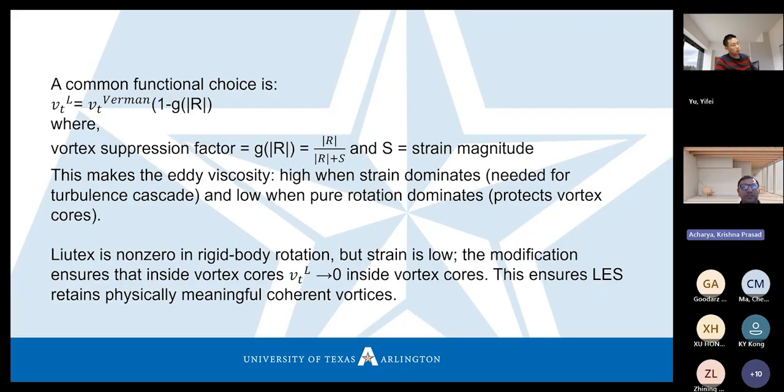Liutex is non-zero in rigid body rotation, but strain is low. The modification ensures that inside vortex cores, nu_TL approaches 0. This ensures LES retains physically meaningful coherent vortices.